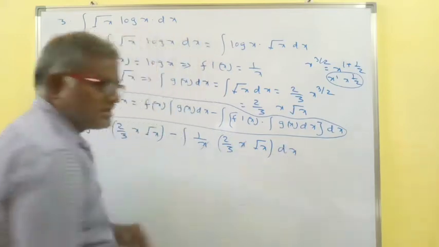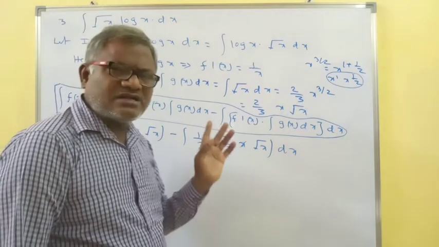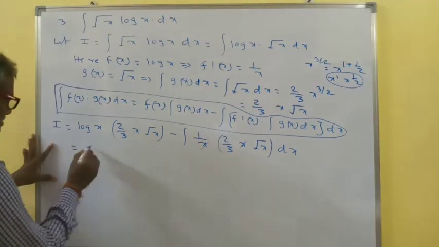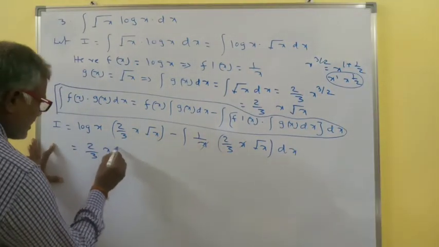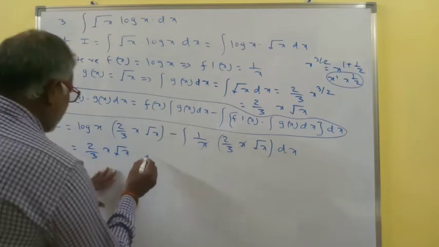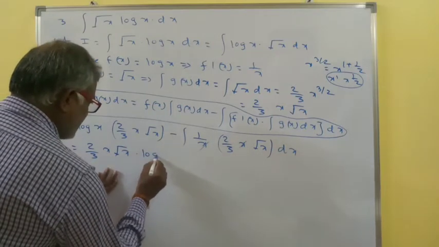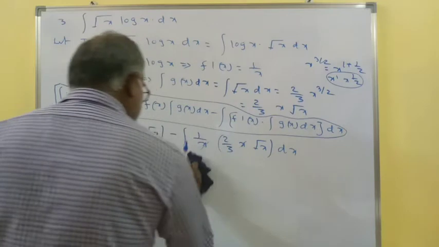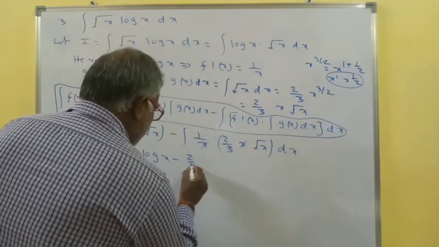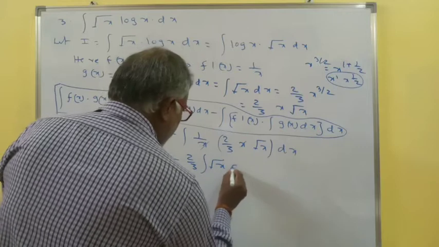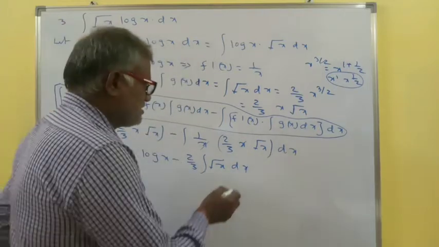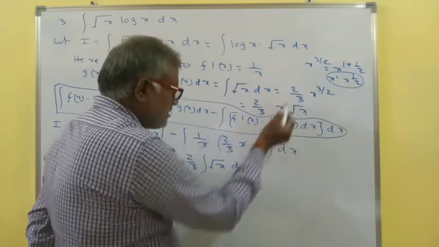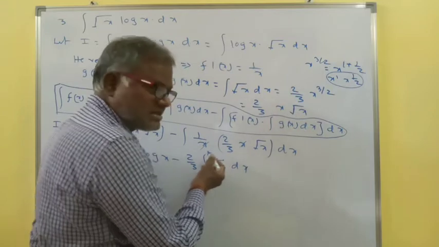2/3 into x root x. So x gets cancelled. So 2 by 3 is a constant term, so it just comes out of the integral. So finally 2/3 into x root x into log x minus, finally here 2 by 3 is a constant term, so 2 by 3 into root x dx. Only for the sake of simplicity you have to rewrite, instead of x power 3 by 2, you should write x root x for the sake of simplification.